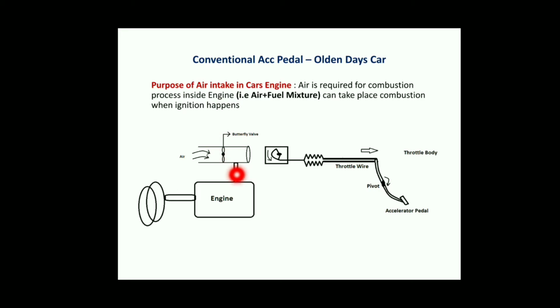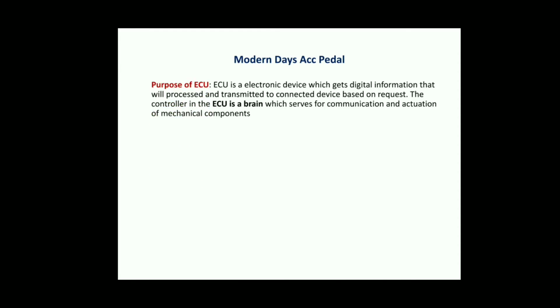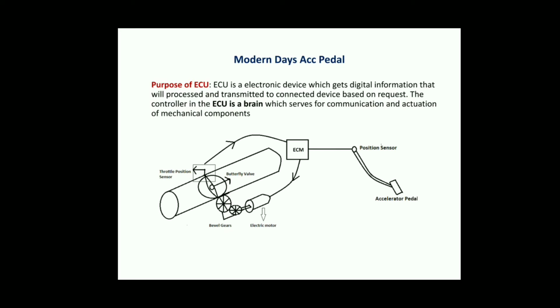Of course, mechanical components will not give 99% or even 90% accuracy until electronic components come into the picture. The next slide is on the modern day accelerator pedal, which includes the ECU. Before that, understand the purpose of the ECU. The ECU is an electronic device which gets digital information that is processed and transmitted to a connected device based on a request. The controller in the ECU is a brain which serves for communication and actuation of the mechanical components. Let's understand in detail with the respective figure. Here again is the same accelerator pedal, but this is a modern day car.